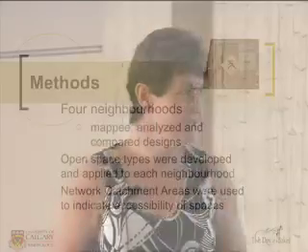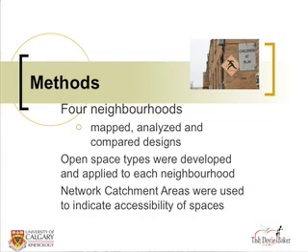And we went out into the neighborhoods and we decided to look at what impacted playability. So we looked at 4 neighborhoods and we mapped, analyzed, and compared their designs. We looked at the open space types in those neighborhoods, how they were developed, and how they applied to each neighborhood. Then we looked at the catchment area of the neighborhood and what it was used for in terms of accessibility. And then we couldn't look at quantitative work, so we actually went out and visually observed people in their neighborhoods. And this is what we found.